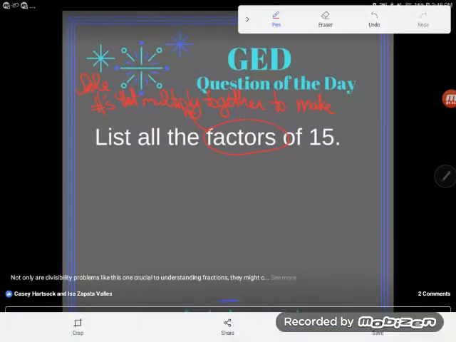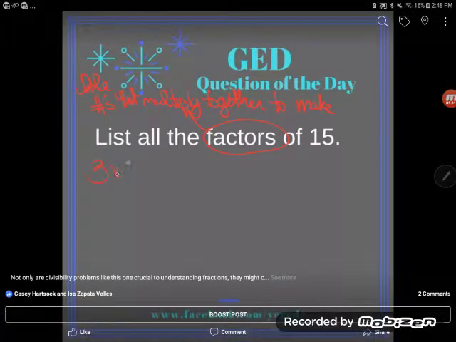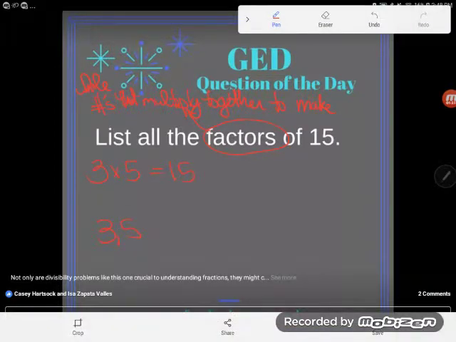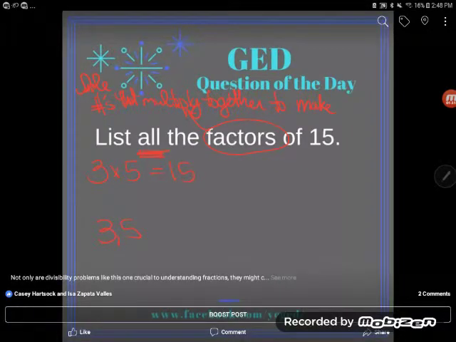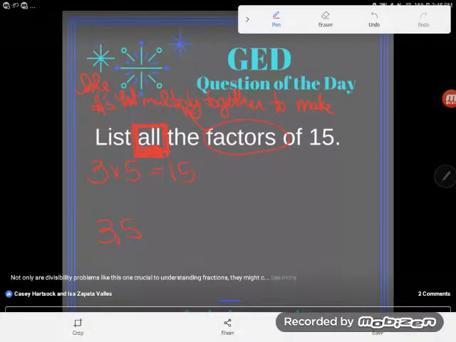Okay, so now a lot of students use what I call the think real hard about it method, and they go, hey, I remember that 3 times 5 is 15, therefore 3 and 5 must be factors of 15. And they do that, and they're right, 3 and 5 are factors of 15, but they would still get this problem wrong because it says list all the factors of 15. They haven't thought of all the possibilities.